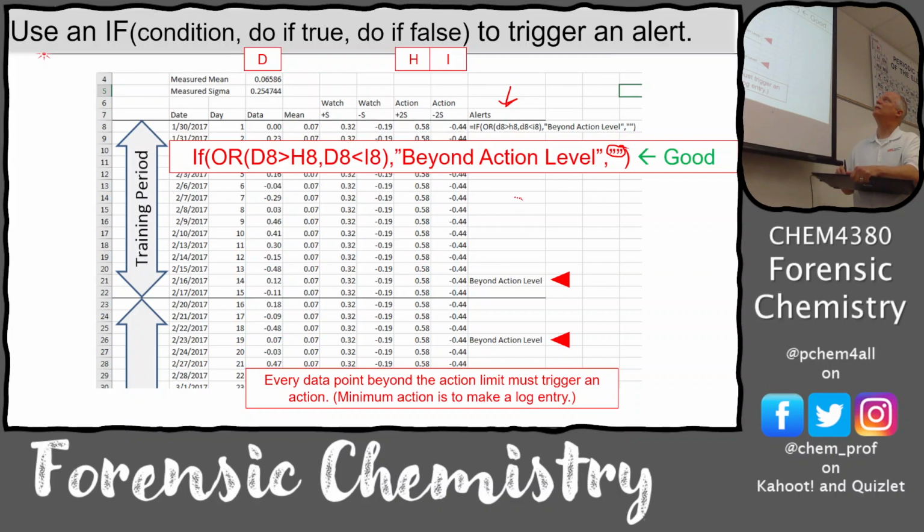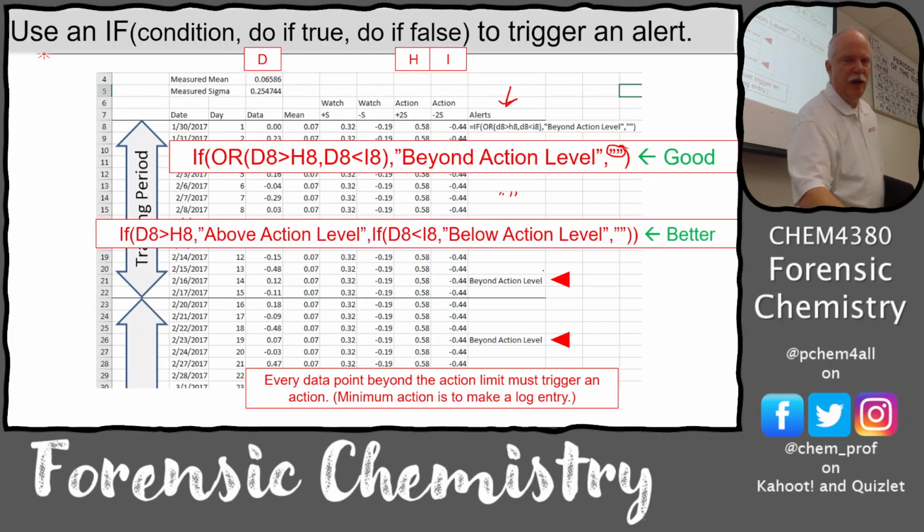This is sort of the quote part. It's doing nothing on this one. But on this one, it was beyond the action level, and so it was true. So it typed in "beyond action level" right there. And so I copy this formula down. If you don't have any data points outside your action levels, then you won't get anything. You'll think nothing worked. You click on any one of those cells and you'll see the formula. The formula's there, and it's giving you the double quote with nothing in it.